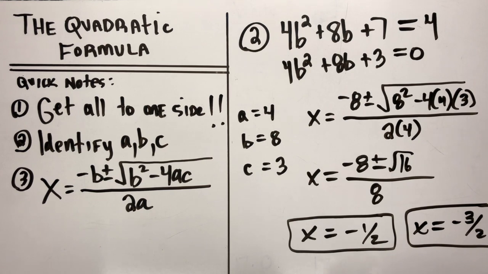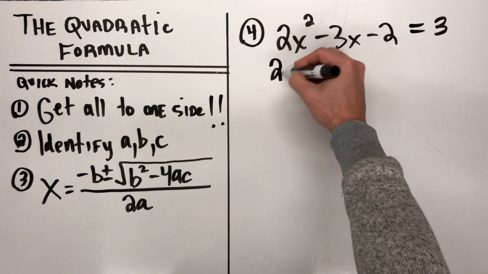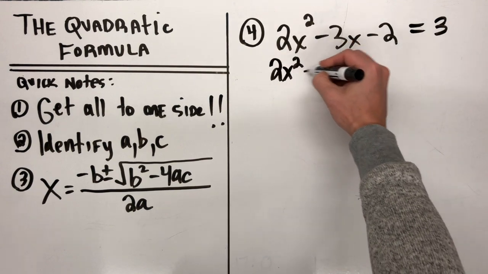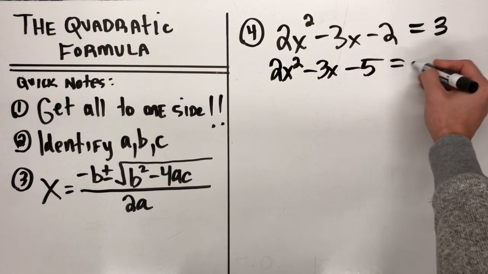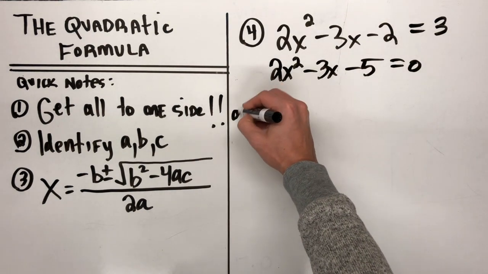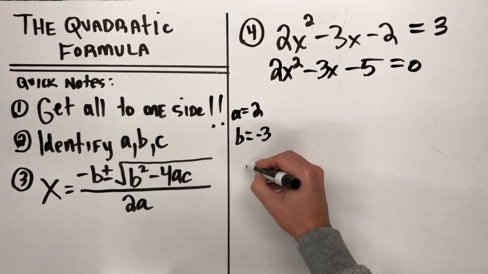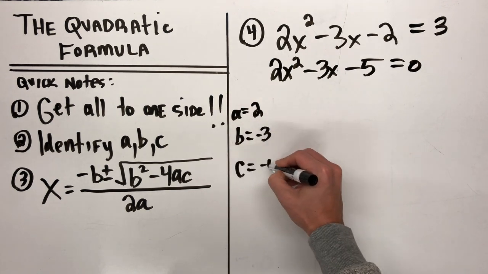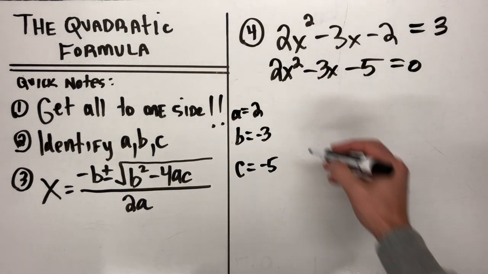Let's try a third one. All right, so I chose number 4 instead of number 3, just to kind of mix it up a little bit. So I want to get everything to one side. So it will be 2x squared minus 3x minus 5 equals 0. That means your a value is 2, your b value is negative 3, and your c value is negative 5. Then of course you use the quadratic formula.